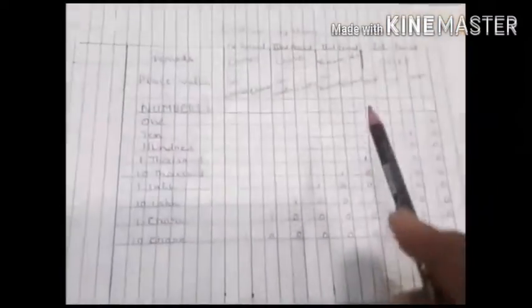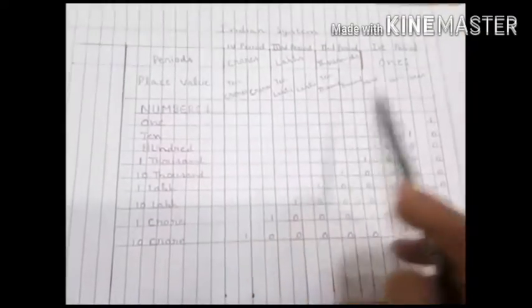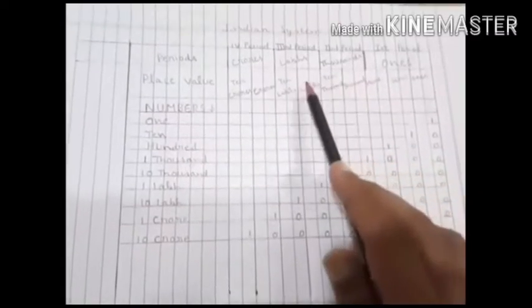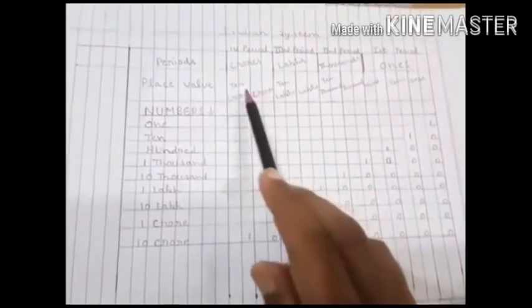So the whole Indian numeration table you have to learn in this way: ones, tens, hundred, thousand, 10,000, lakh, 10 lakh, crore, 10 crore.